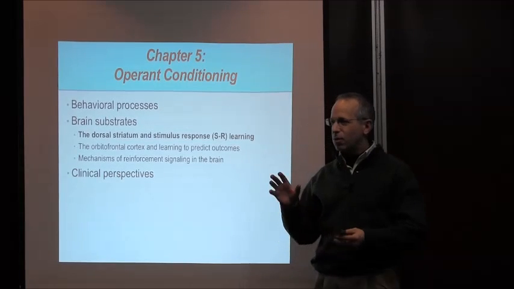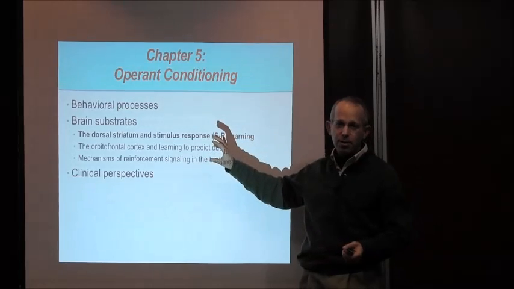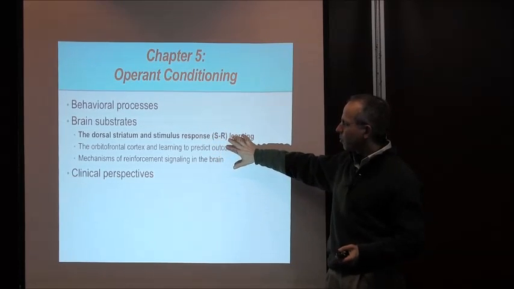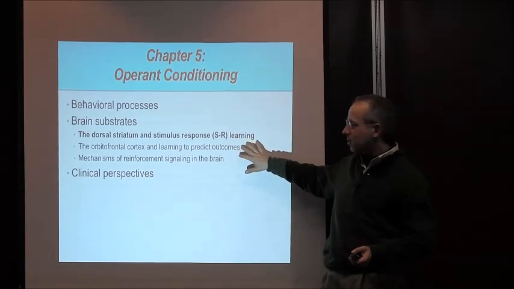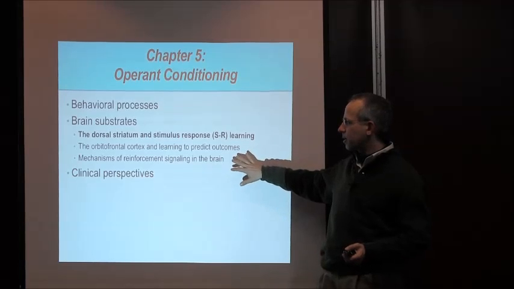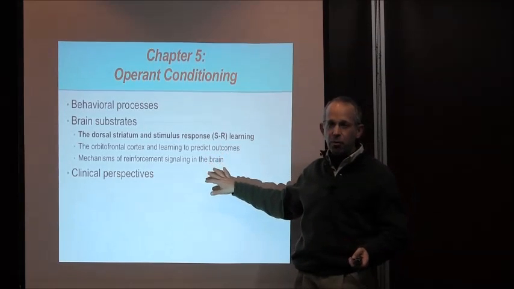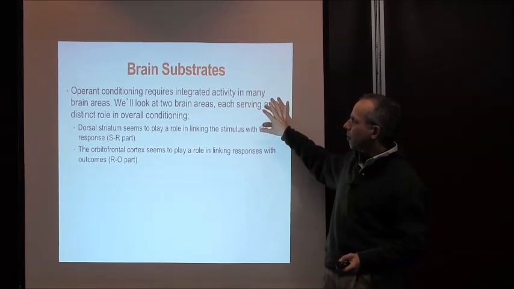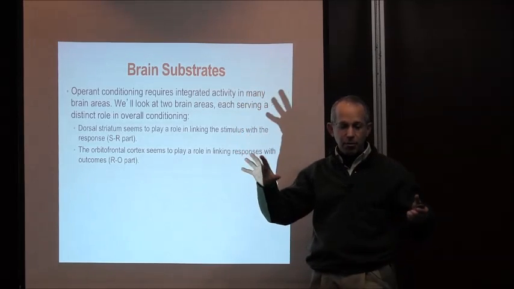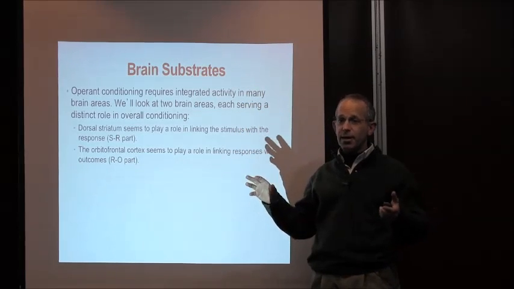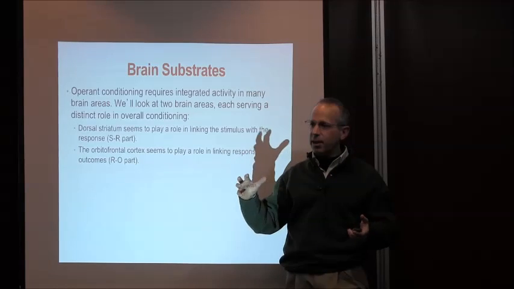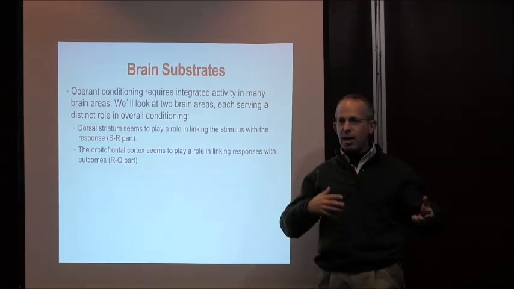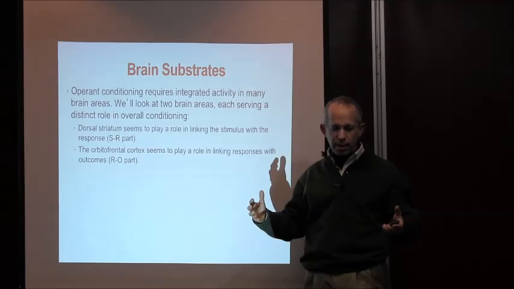Okay, so we'll turn now to talking about the brain substrates of operant conditioning, talk about the dorsal striatum and stimulus response learning, the orbital frontal cortex, and a little bit about mechanisms of reinforcement signaling in the brain. So operant conditioning requires integrated activity of many brain areas, not surprising because we've talked about operant conditioning as being the ways in which stimuli, responses, and outcomes are all brought together.